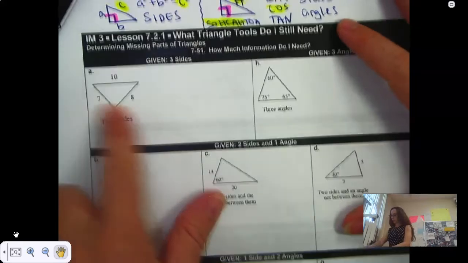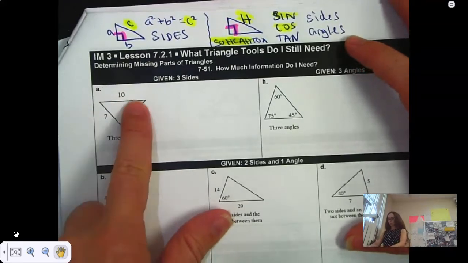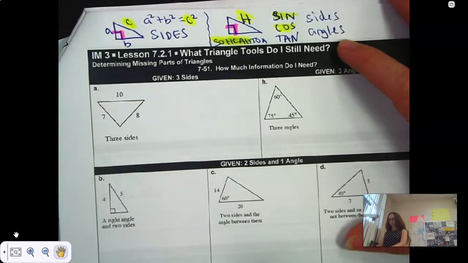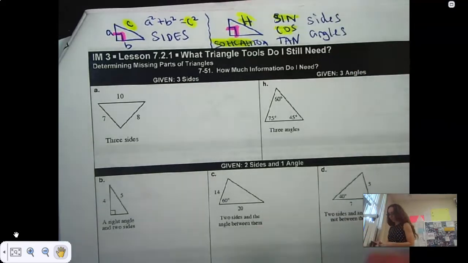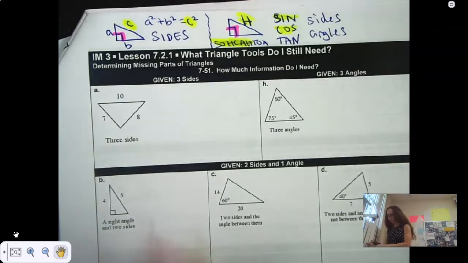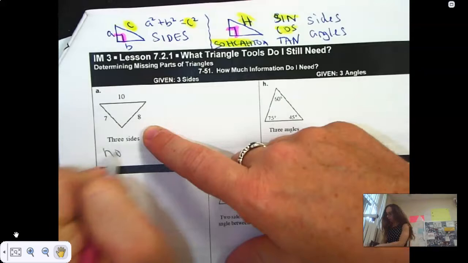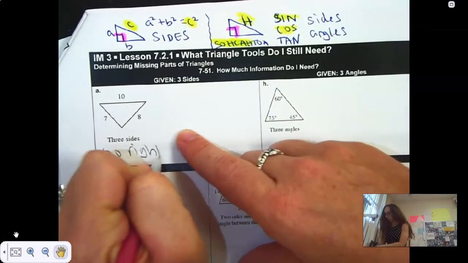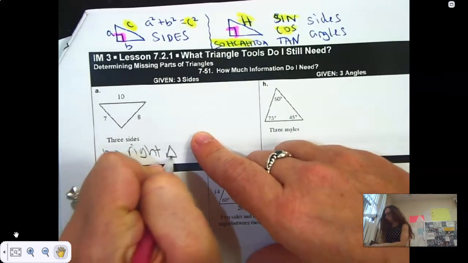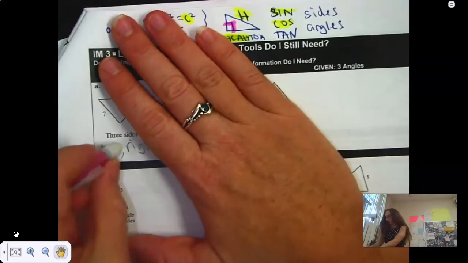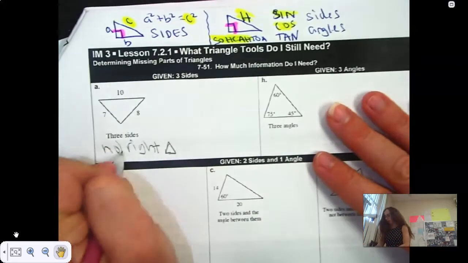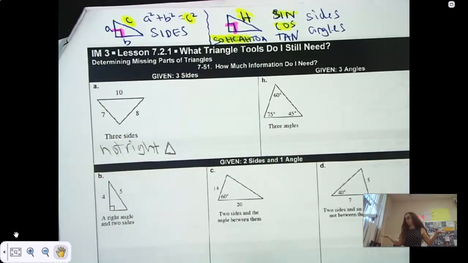So let's look here. We have three sides. Could we find the three angles? What do you guys think? No, we can't. We can't because it's not a right triangle. So we can't do anything. Oh, it's not a right triangle. Not a right triangle. So we can't find anything else. I don't know the rest.